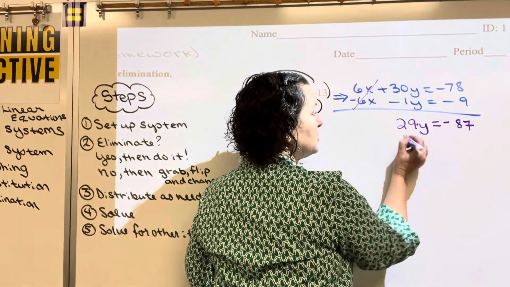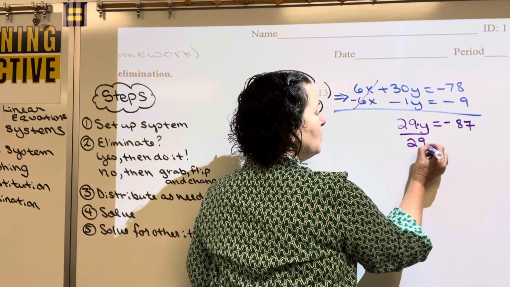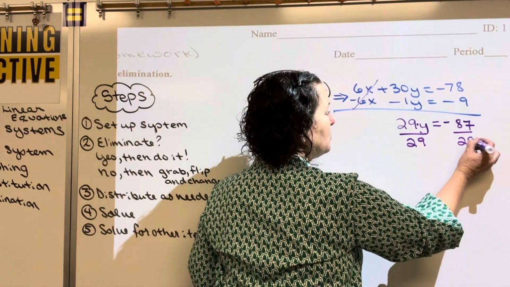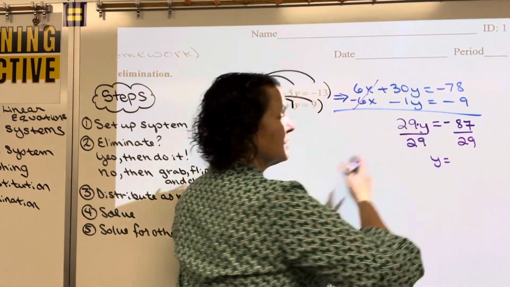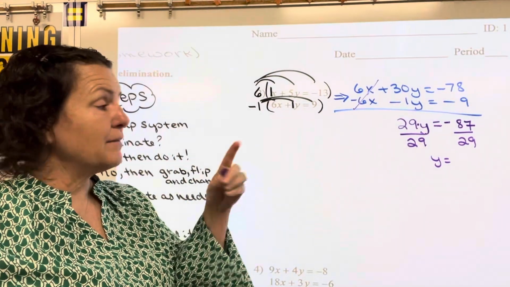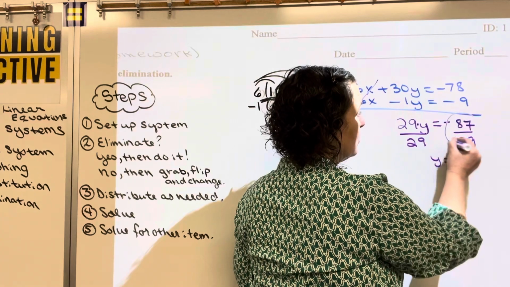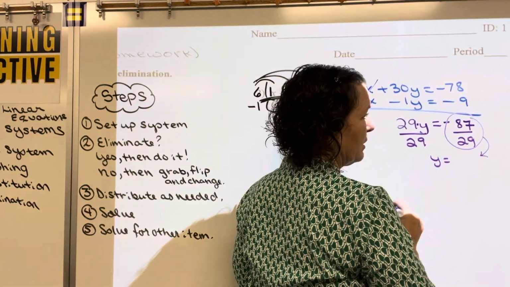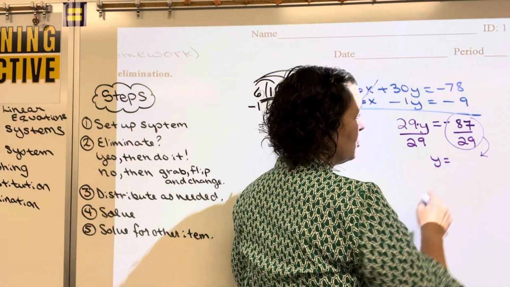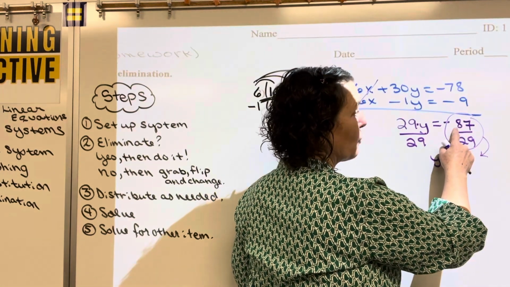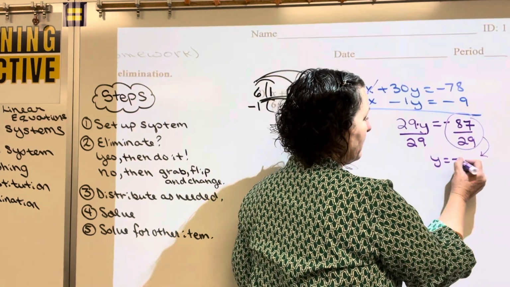The opposite of multiply is to divide. Whatever we do to one side, we do it to the other. Now this is a good time to use your calculator and do 87 divided by 29. It is going to be a negative answer though. We are trying to figure out what this is and put it here, right? So 29 goes into 87 3 times, but it is going to be a negative.